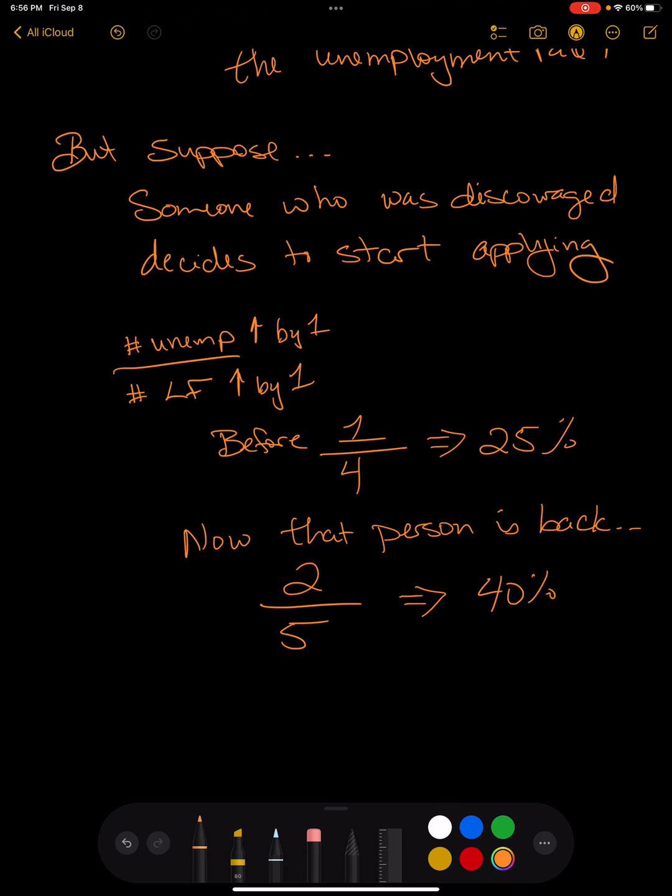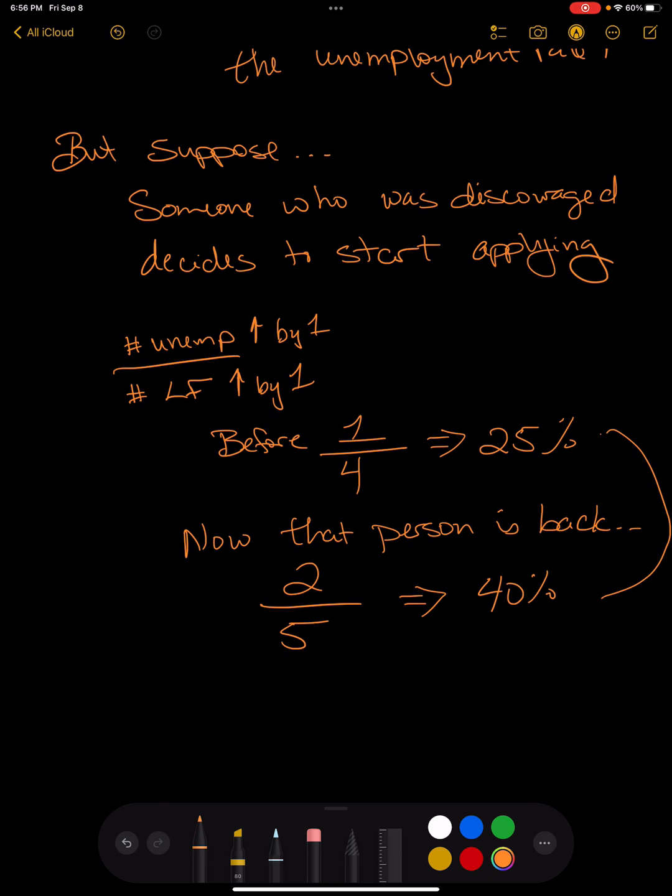If all I do is focus on the unemployment rate, as you see, from 25 to 40 went up. It looks like a bad thing. But again, it didn't go up for a bad reason. It went up because there's new opportunities in town and people that were discouraged decide to start looking again. So it's not necessarily the case that a small upward tick in the unemployment rate is necessarily a bad thing if it indicates that some people who are not in the labor force are coming back.